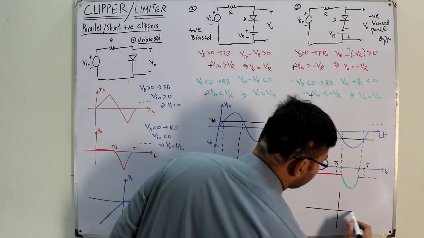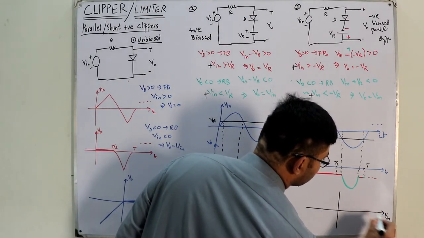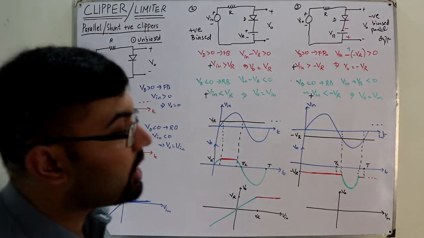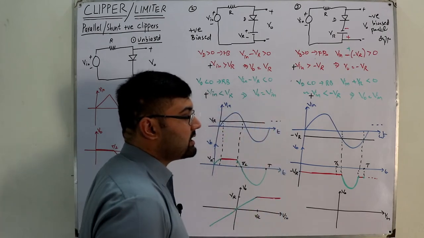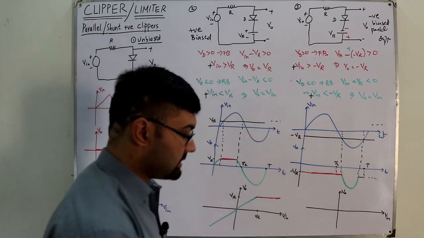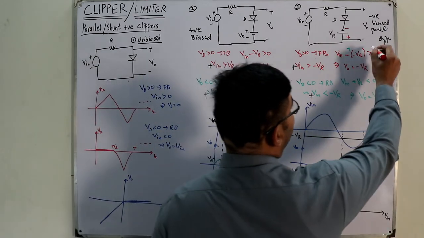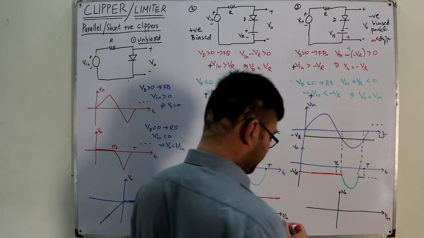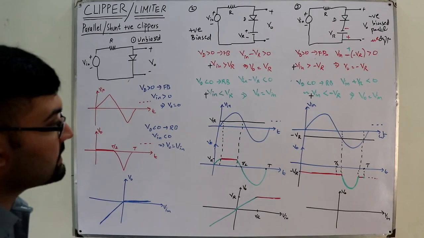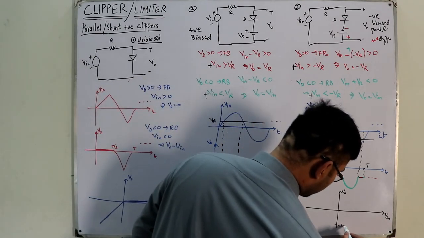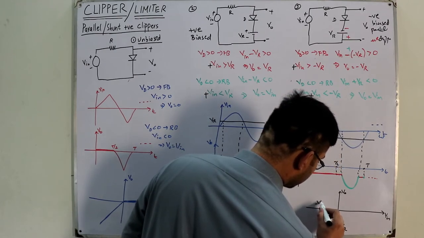Now what sort of a clipper is this? These are for the transfer characteristics. So it has clipped a portion of the waveform that is above a certain reference level. That is, this VR is the reference level. So which means this is again a positive clipper. So let's say the transfer characteristics. We have the minus of VR as our reference voltage, or you could say the transition voltage.